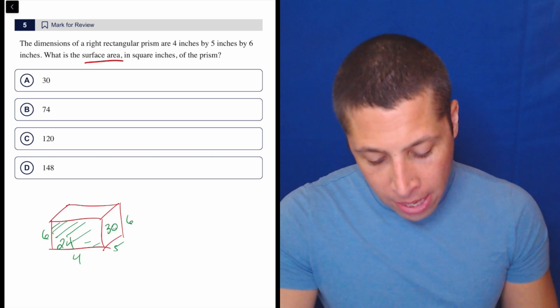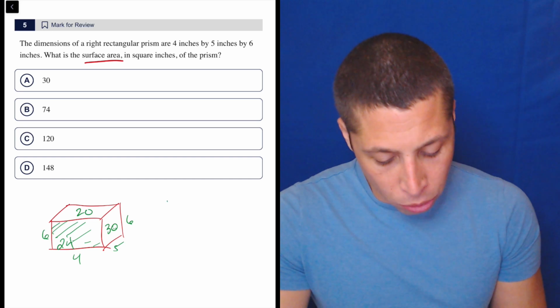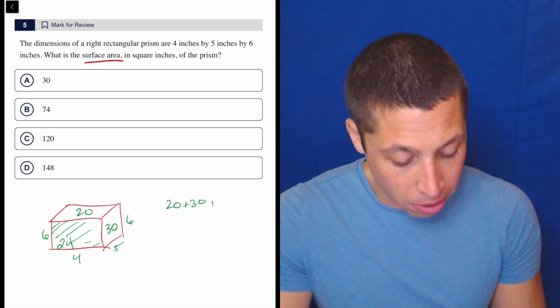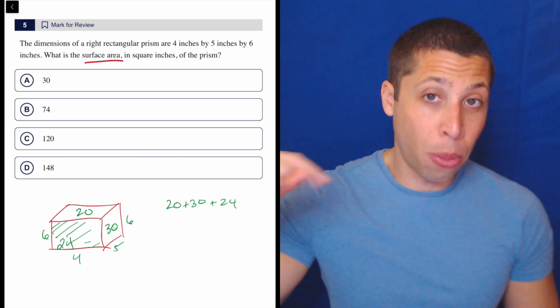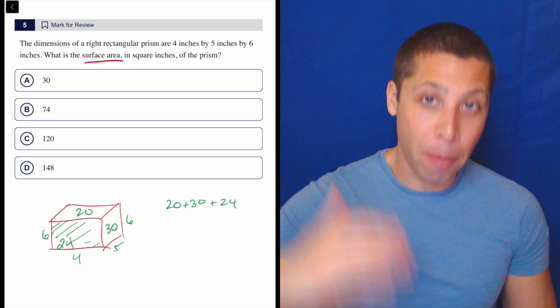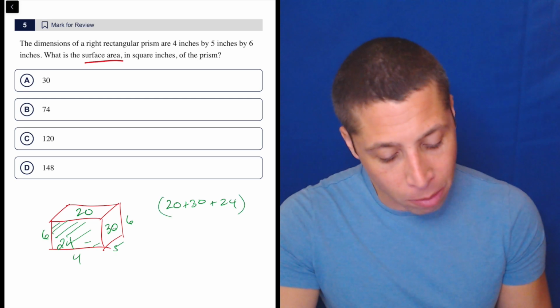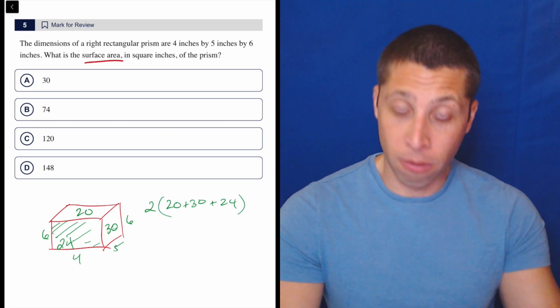The right side here is 6 by 5. That's 30. And the top is 4 by 5. That's the same as the bottom. So that's going to be 20. So 20 plus 30 plus 24. Those are the three faces I see in my drawing. But again, each one has a twin. There's a top and a bottom, a left and a right, a back and a front. So we have to multiply this by 2 to account for all the twins.